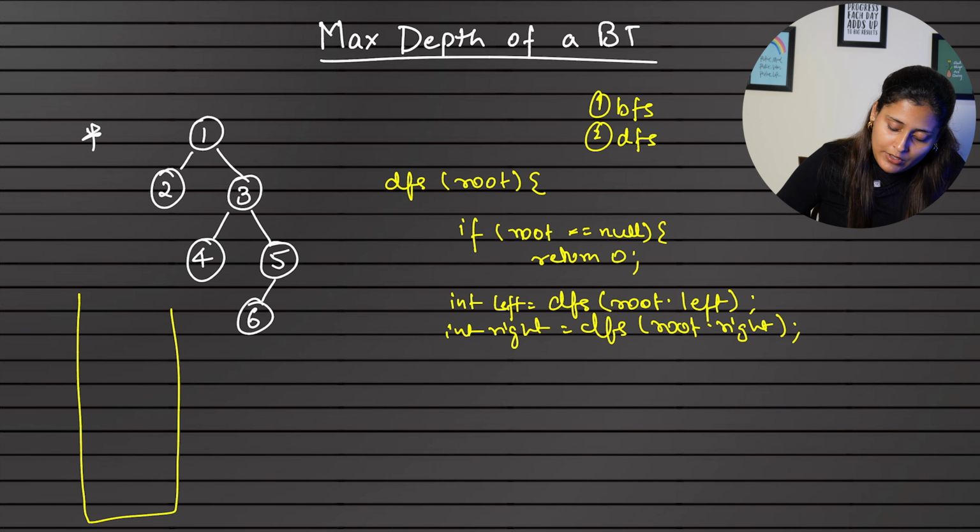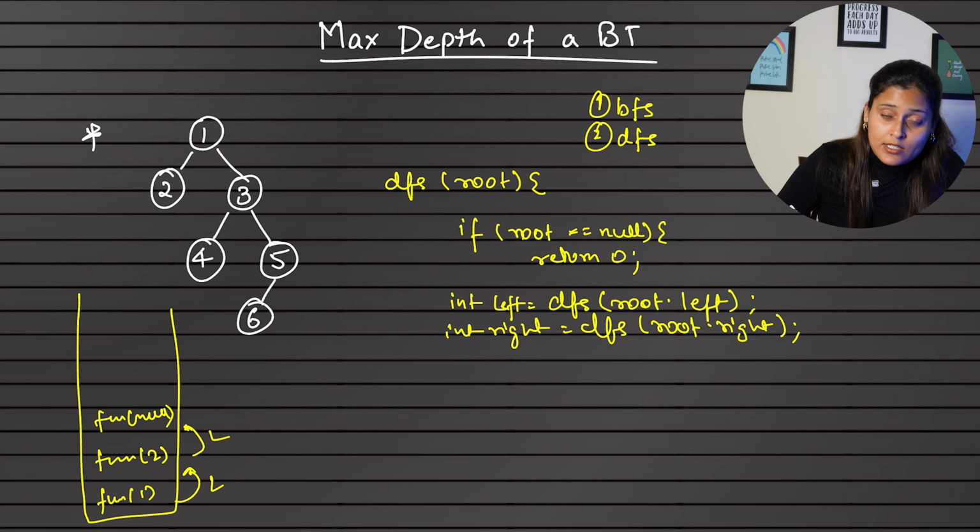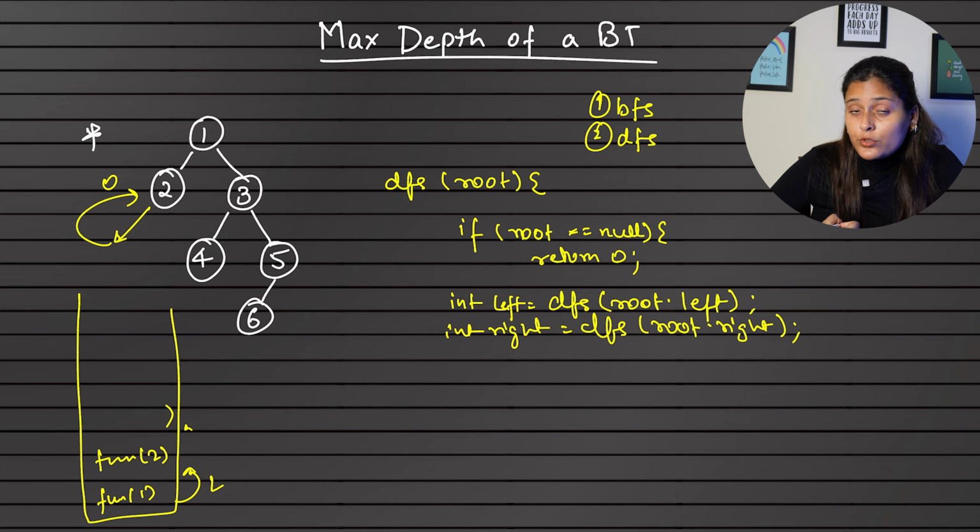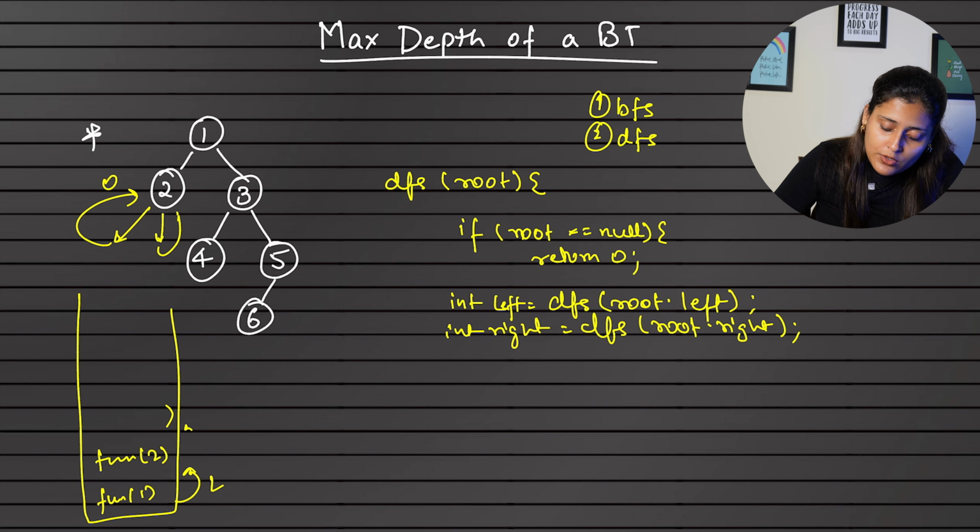In starting, we'll make function 1. Now we'll go towards its left side, function 2. Now again we'll go towards its left side, function but null. As this is null, it will get removed from the stack, correct? And it will return 0 to the function. So left will return 0 to 2, correct? Now similarly, right will also return 0 to 2. So can I say, for 2, we have left 0, right 0.